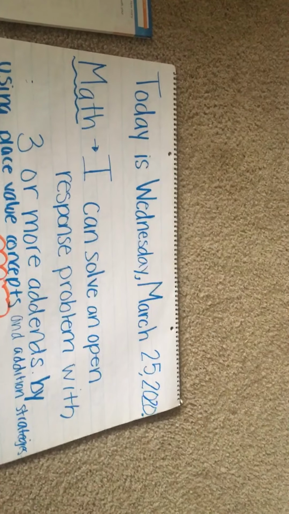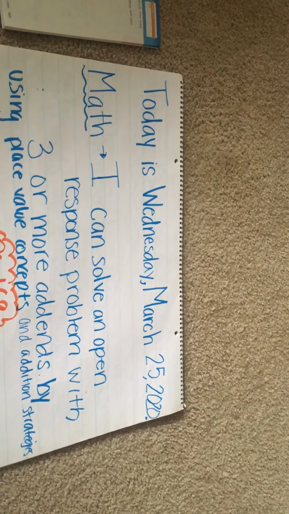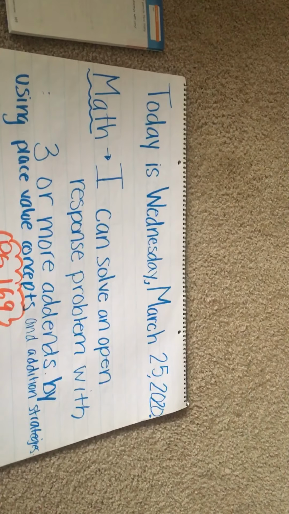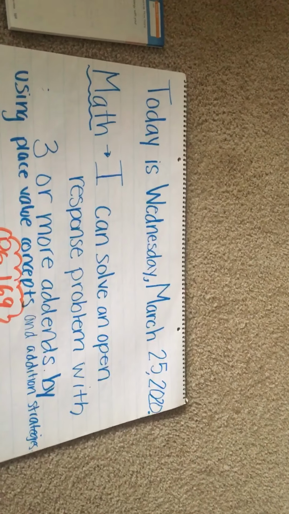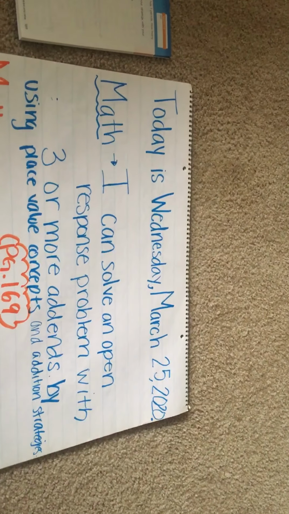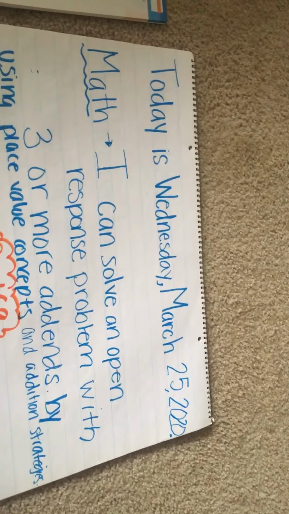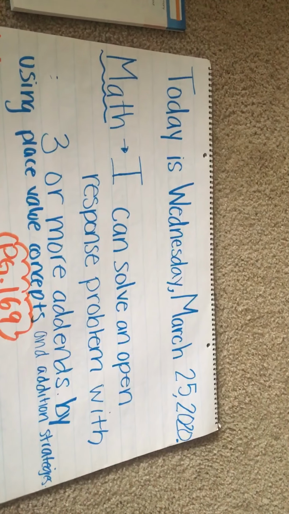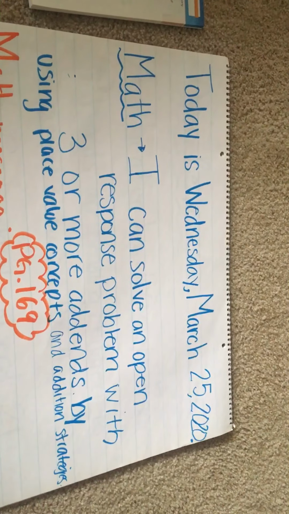Our objective for math today is: I can solve an open response problem with 3 or more add-ins by using place value concepts and addition strategy. Now remember, those open responses require us to use a lot of drawings, a lot of writing to explain our thinking. 3 or more add-ins. I want us to take a look at that word add-ins. Add-ins are the numbers that we are adding, okay? And we're going to be able to do that by using place value concepts and addition strategies, okay?